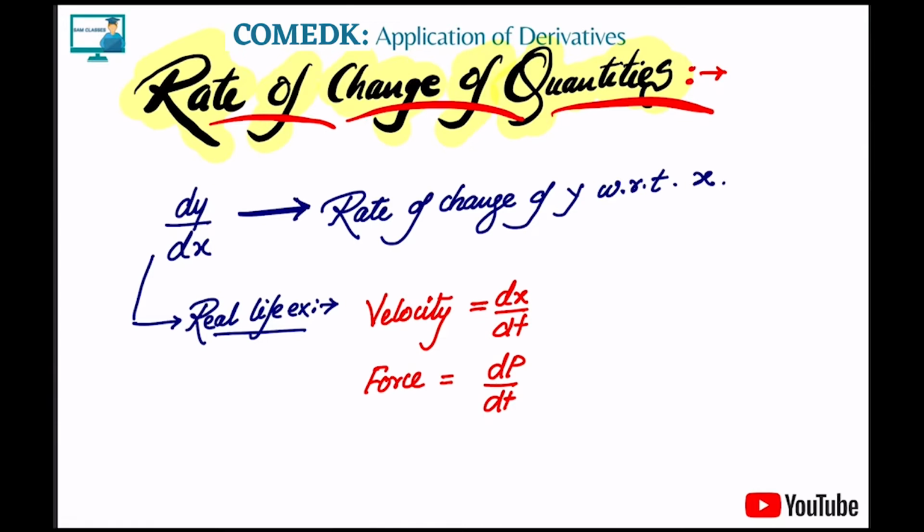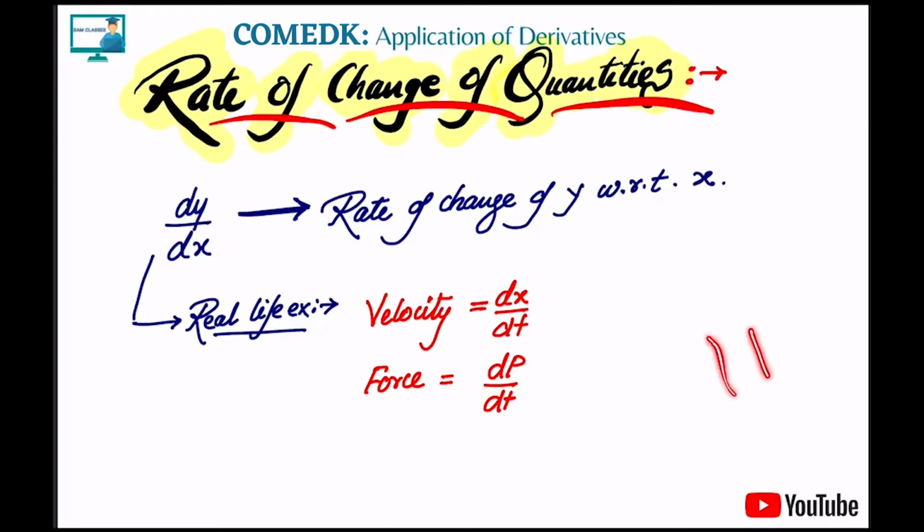Now, at what rate is it changing? If we want to understand at what rate something is changing, then we talk about the rate of change. We denote that simply by dy by dx, the rate of change of y with respect to x. That's simple.